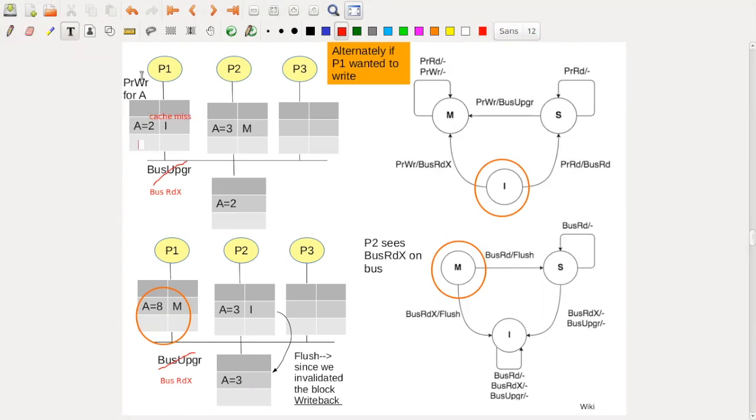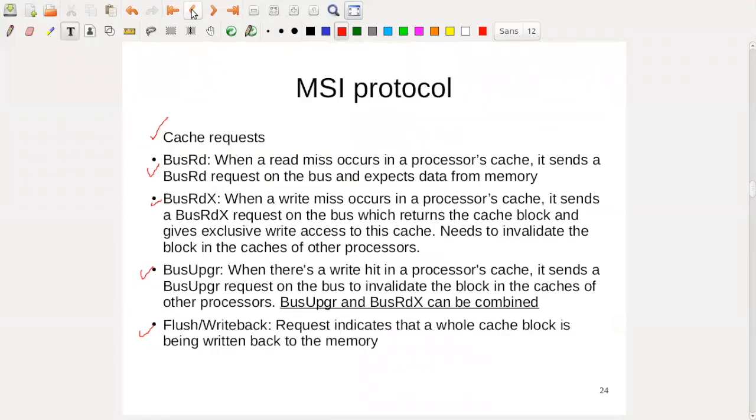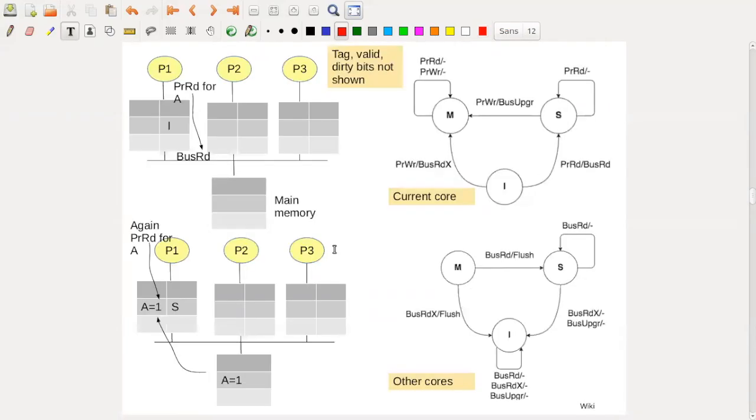So if we go back to our previous definitions here, bus read X is when a write miss occurs in a processor's cache, it sends a bus read X request on the bus. This will return the cache block from either the memory or from the other cache, and it is going to give exclusive write access to this particular processor. And if the data is present in other caches, it has to invalidate.